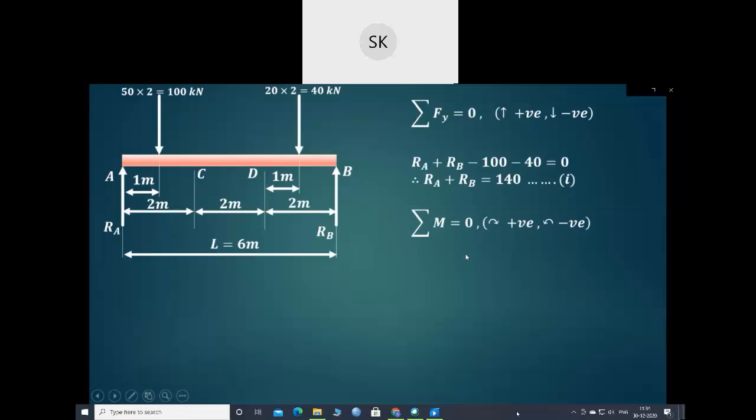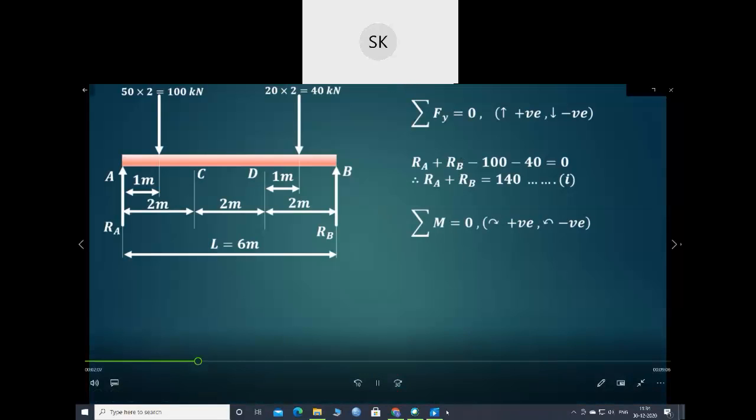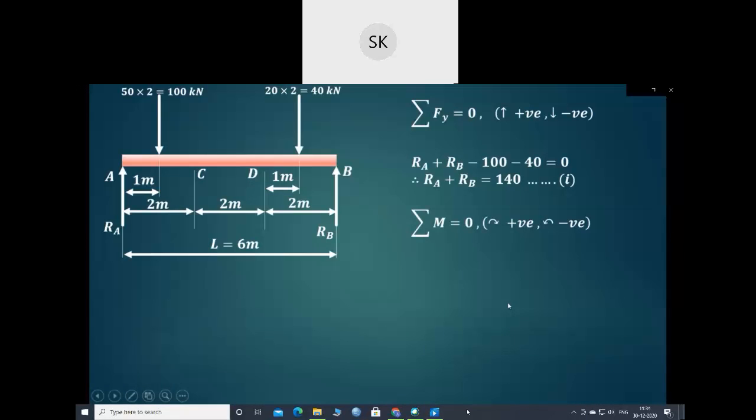Now we'll apply the other condition of equilibrium, that is summation of moments is equal to 0. Clockwise moments are positive and anti-clockwise moments we will consider negative. Now start from this RB. The arrow of this reaction RB will be going in the anti-clockwise direction towards A. So it is minus RB, and from B to A the perpendicular distance is 6. So it is minus RB into 6 because it is in the anti-clockwise direction.